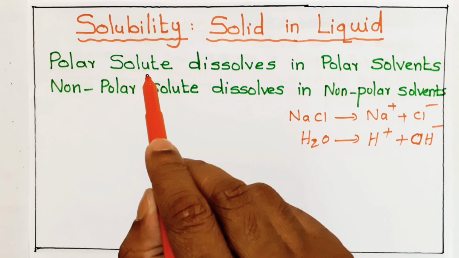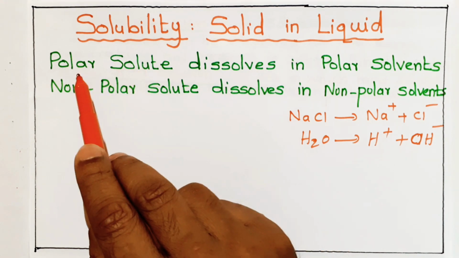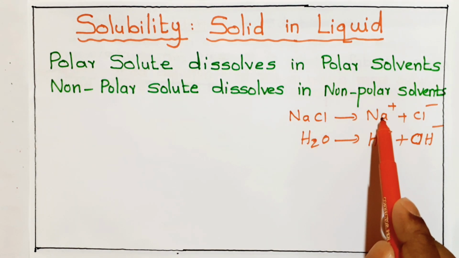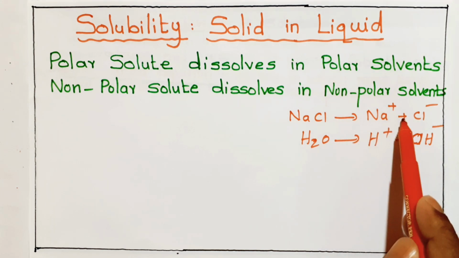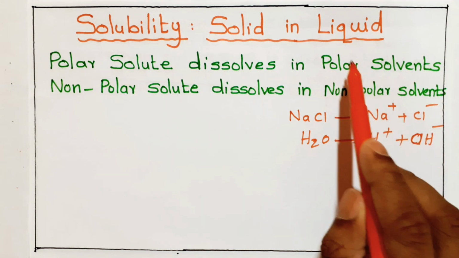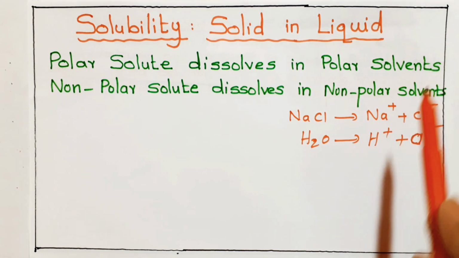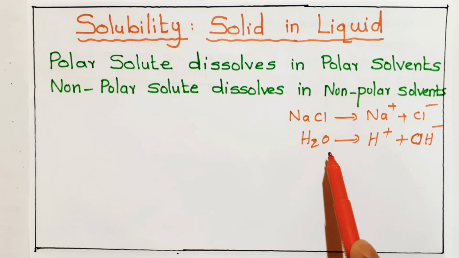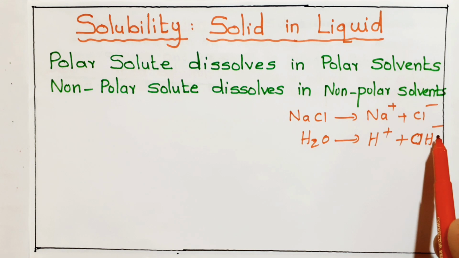Polar solutes are generally inorganic compounds. An example of a polar solute is sodium chloride. Why is it polar? Because sodium chloride will dissociate into Na plus ions and Cl minus ions. And an example of a polar solvent is water. Why is water a polar solvent? Because water dissociates into H plus ions and OH minus ions.